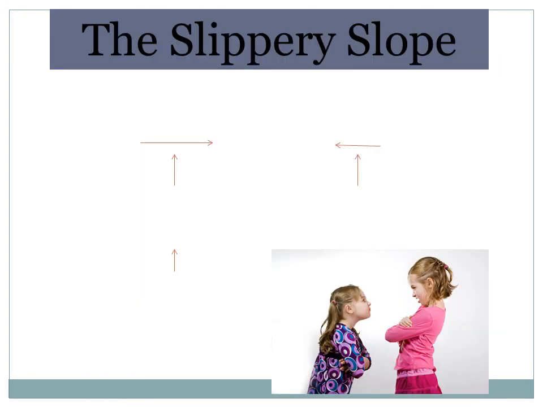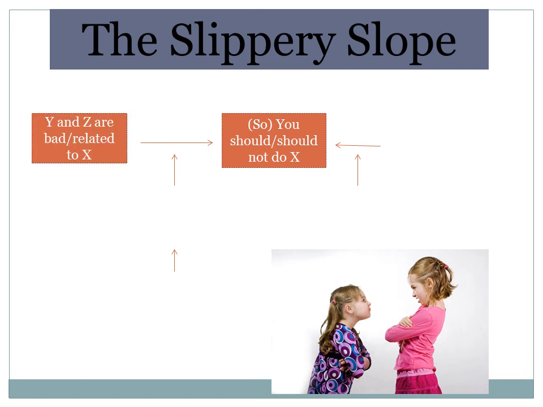The next logical fallacy that we're going to talk about is the slippery slope. In a slippery slope argument, someone tries to convince you that if you do one thing, there is some inevitable consequence of it. So they're going to try to convince you that you should or should not do choice X. And their evidence is that Y and Z are bad and are somehow related to X. The warrant for a slippery slope argument is going to be that X invariably leads to Y and to Z. That when you do this thing, it's going to guarantee to lead to those other consequences.